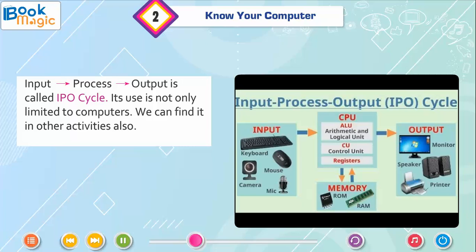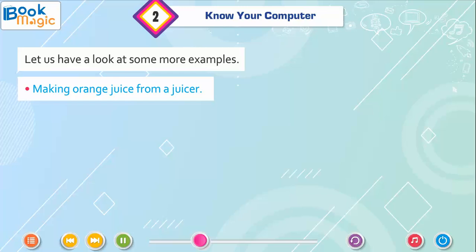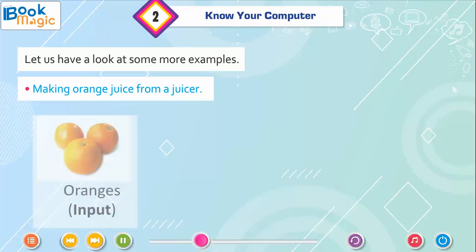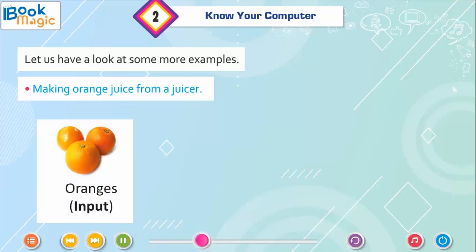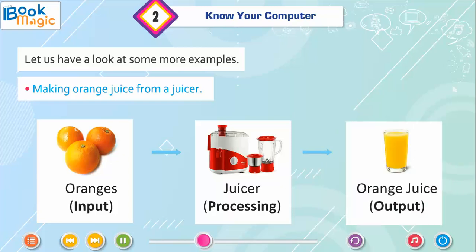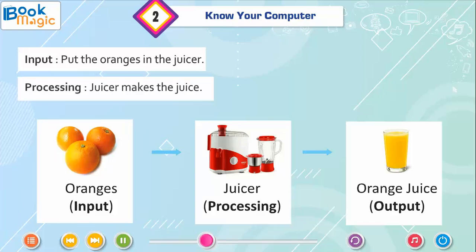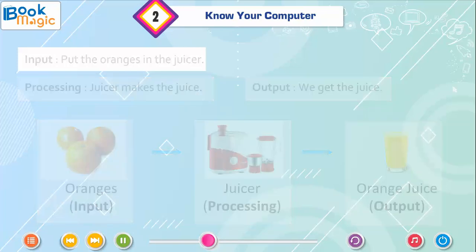Its use is not only limited to computers. We can find it in other activities also. Let us have a look at some more examples. Making orange juice from a juicer. Oranges input. Juicer processing. Orange juice output. Input, put the oranges in the juicer. Processing, juicer makes the juice. Output, we get the juice.